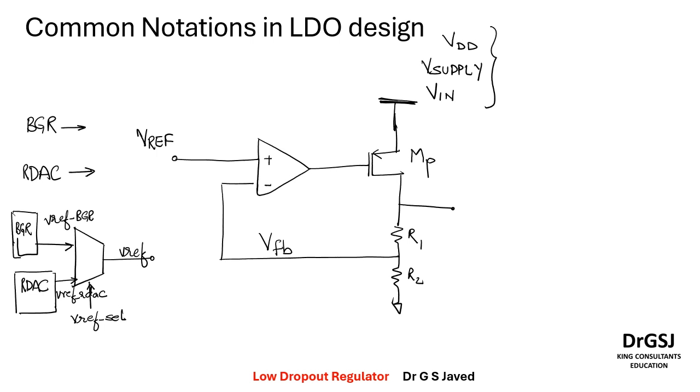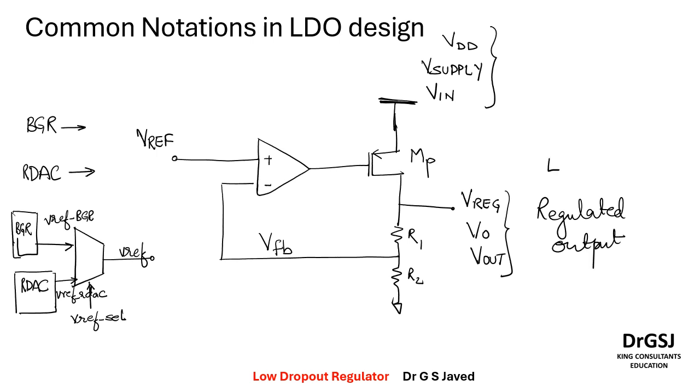The regulated power supply can have names like VREG, VO, VOUT, among others. So each one would be the regulated power supply, the regulated output of the LDO. Here the regulation will come from the linear voltage regulator, or the low dropout regulator, output, and the input will be given at this point.